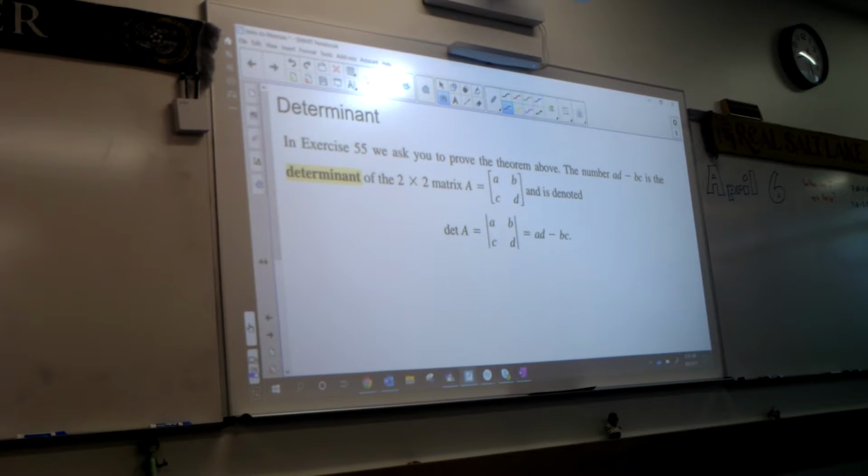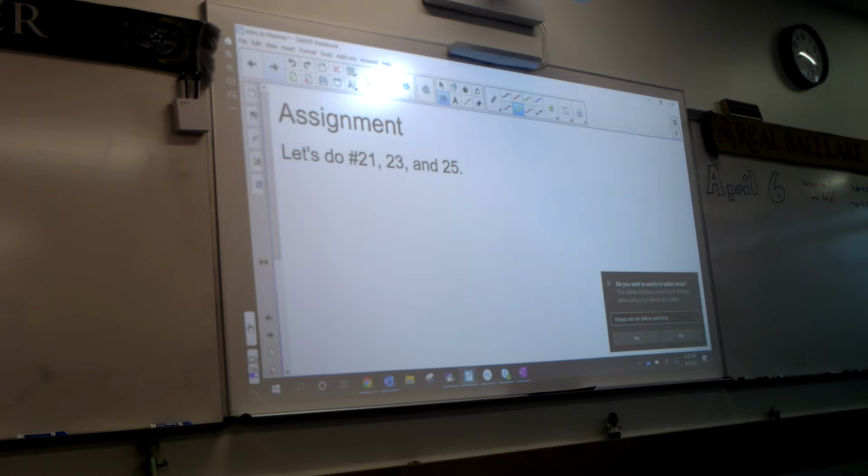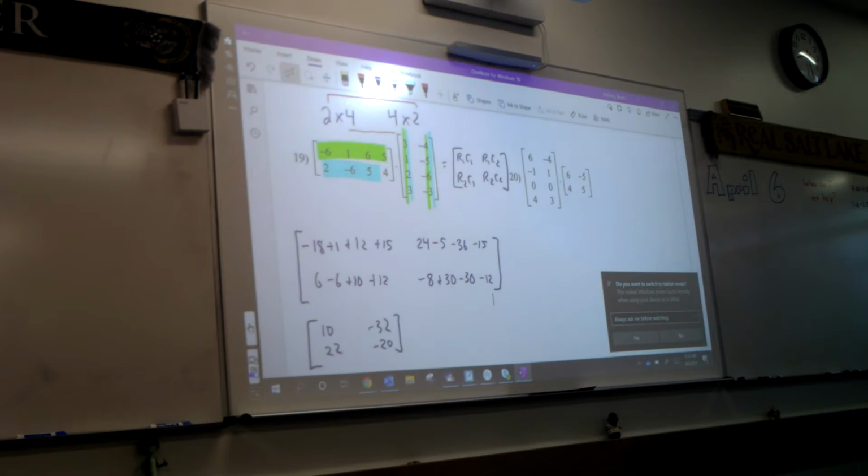Alright, so next we're going to learn how to take the determinant. We do that by multiplying, making kind of an X here: AD minus BC. I just remember it by making an X like that, okay? Alright, let's go through and do a couple examples here, okay? 21, 23, 25, go to your assignment now.